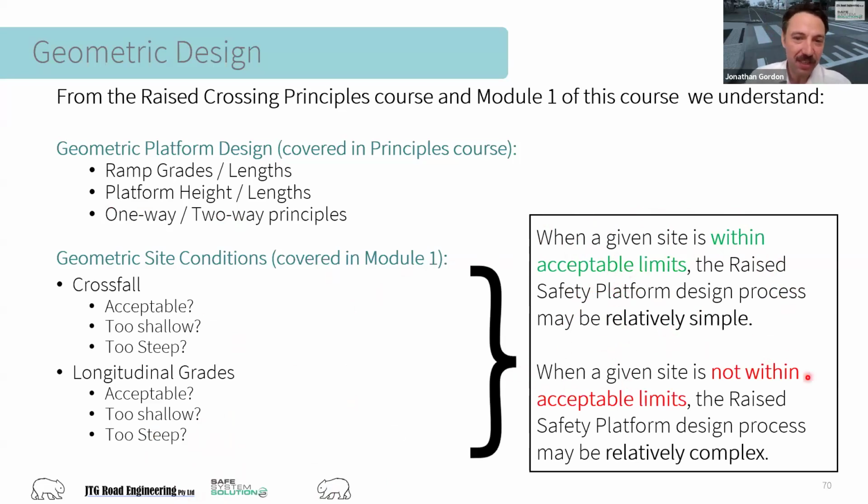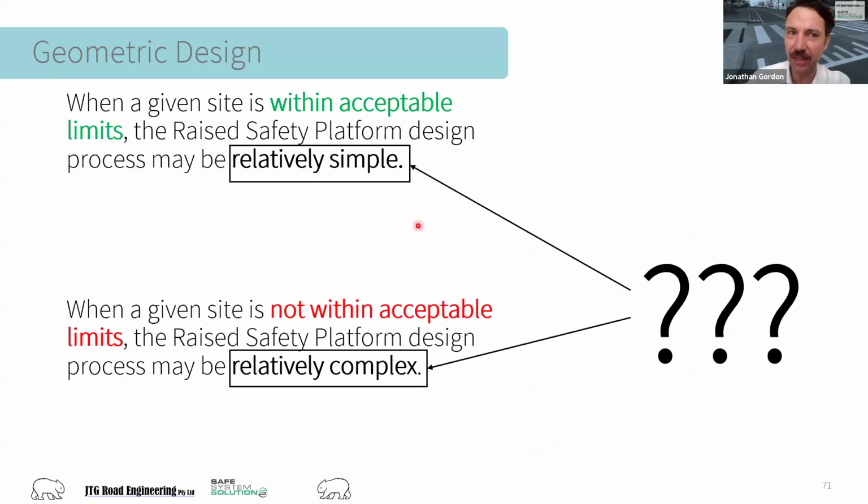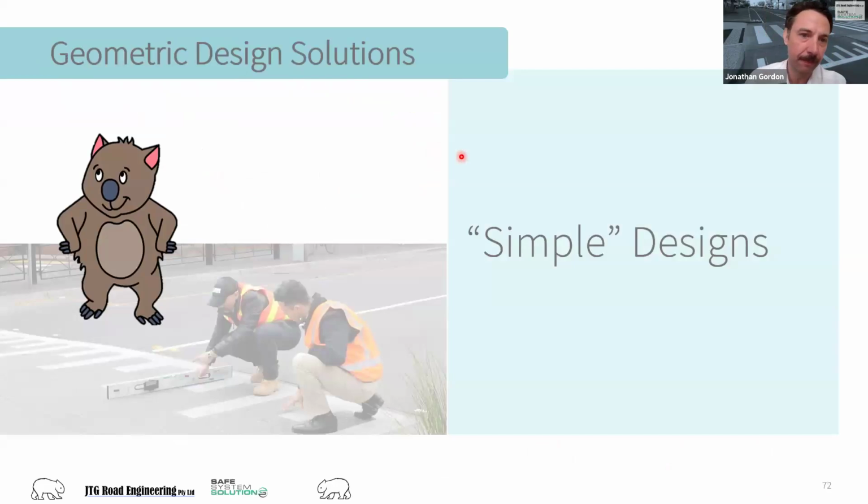I'm also saying that when it's not within those acceptable limits, it's not like the system is broken and we can't do our project. What I'm saying is that the design process may be relatively complex. And I guess eventually there may be scenarios in which it's not a feasible outcome if it's extremely beyond acceptable limits. So that's nice to know, and I won't leave it there, because relatively simple and relatively complex is relatively meaningless unless I go into the details of it. So what I'd like to do is jump into simple solutions, just so we can build an understanding of what I'm saying when I'm talking about a simple arrangement.